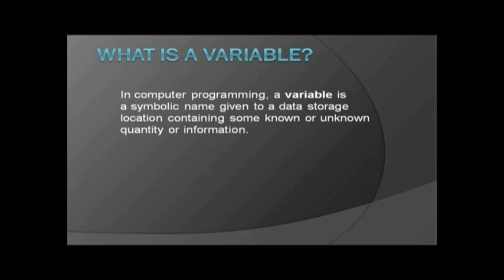First, we will look at what is a variable. In computer programming, a variable is a symbolic name given to a data storage location containing some known or unknown quantity or information. A variable name in computer source code is an identifier that can be bound to a value during runtime, and the value may change during the course of program execution.